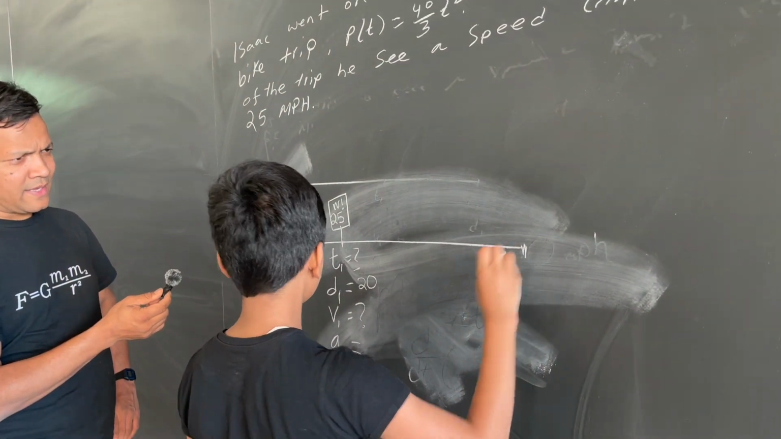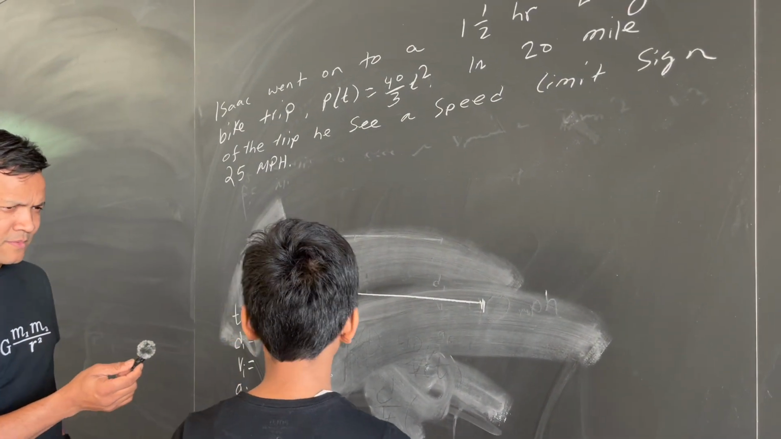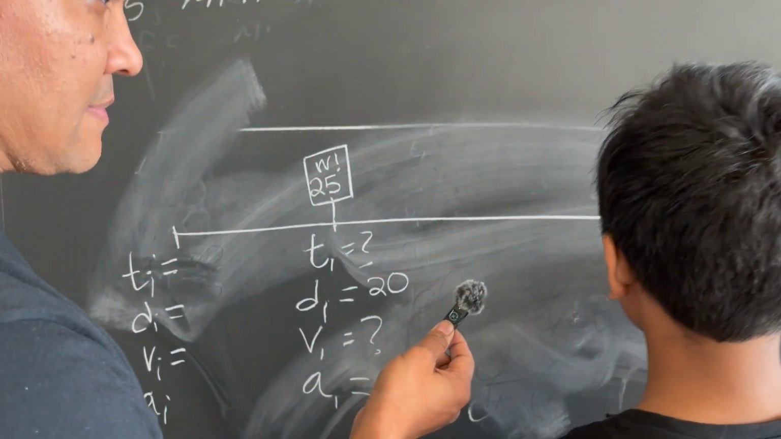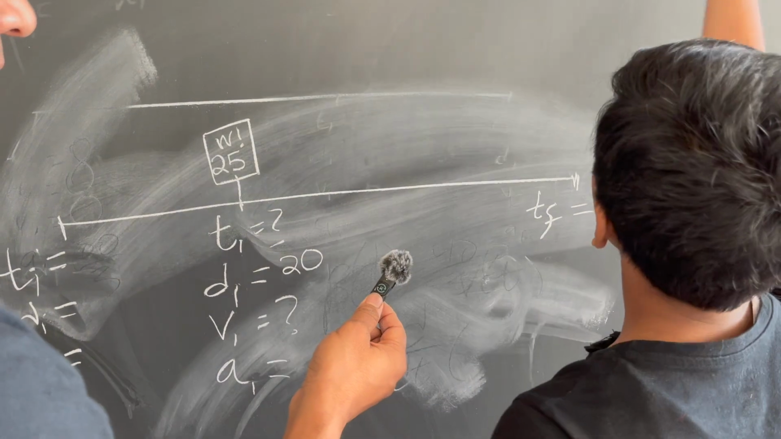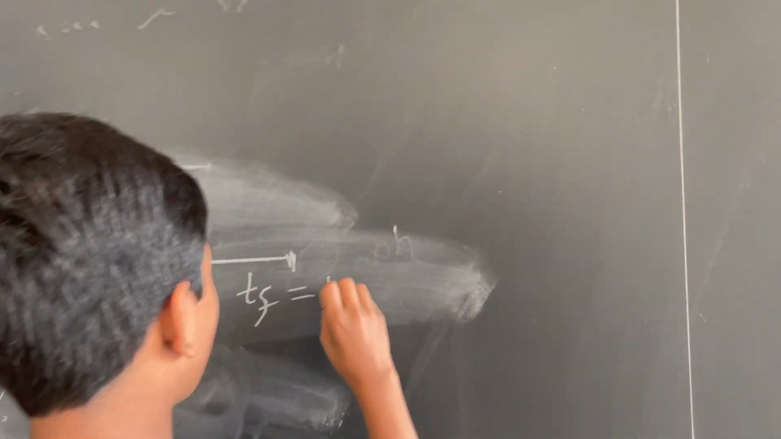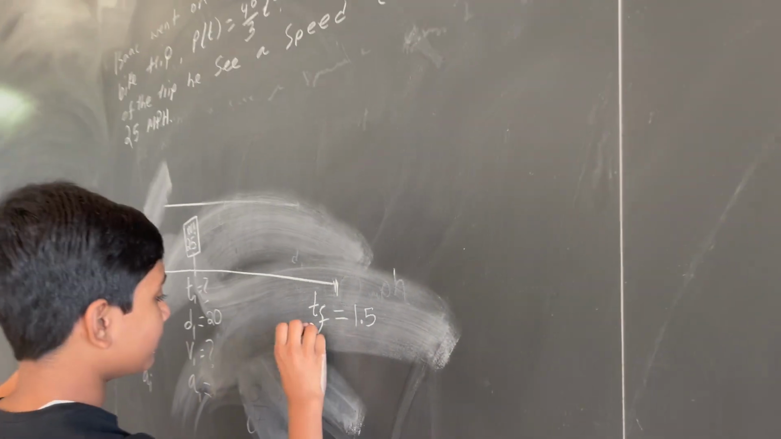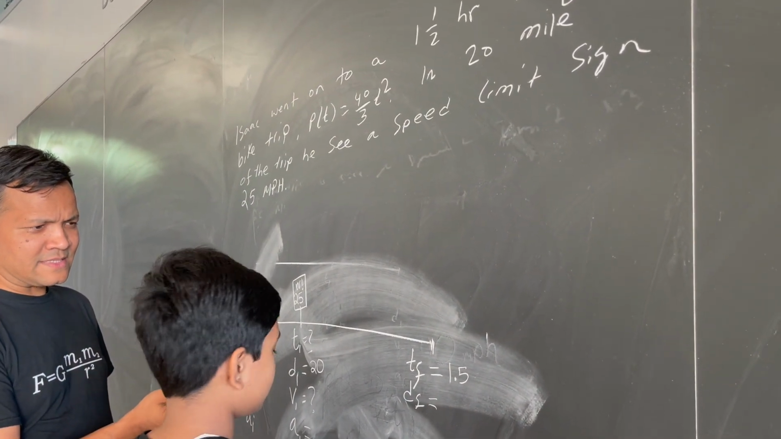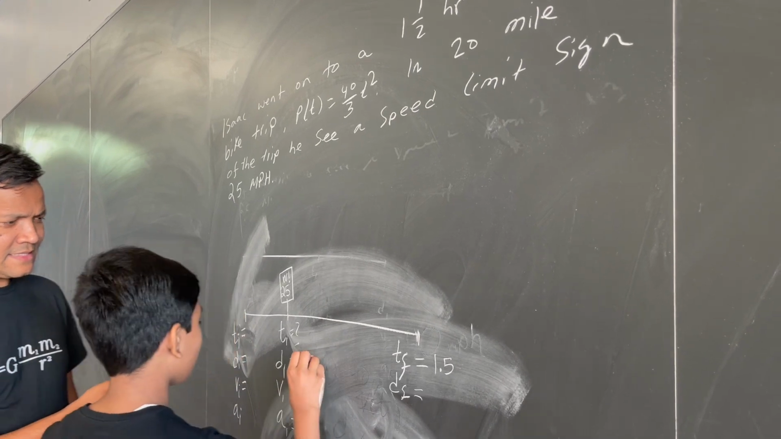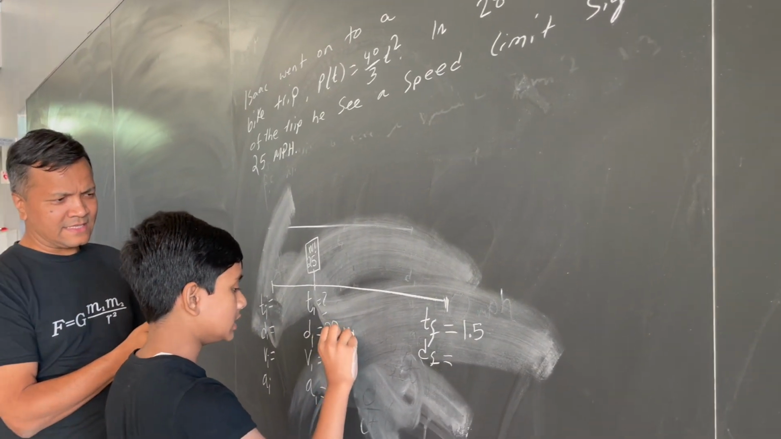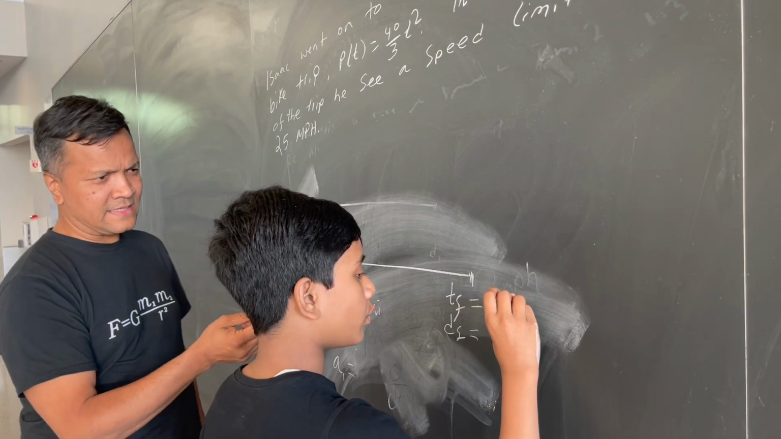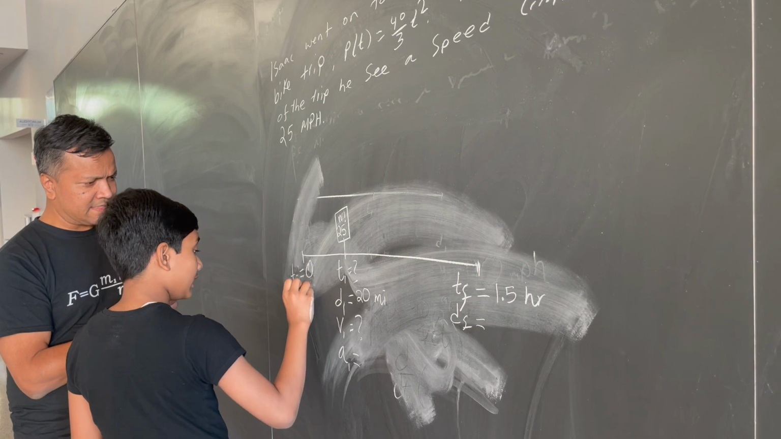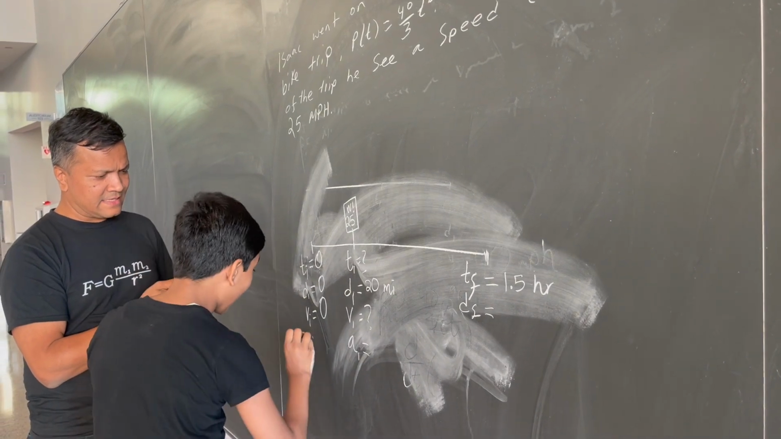And finally, we have T final, which is 1.5 hours. So I'll write that as 1.5. Then we have D final. There's not really much space to write units, but if we must, 20 miles, 1.5 hours, and obviously we label everything here with 0 except acceleration.